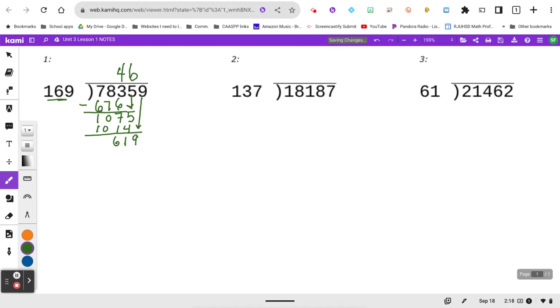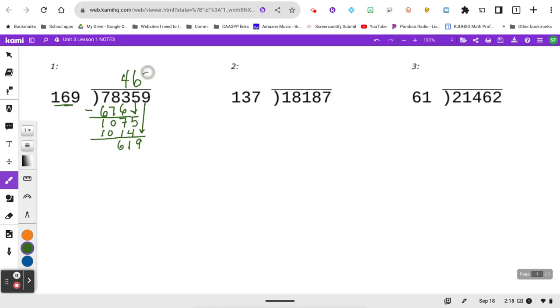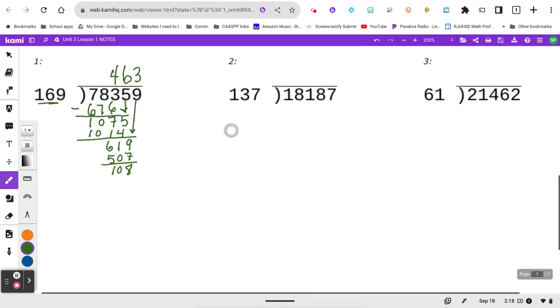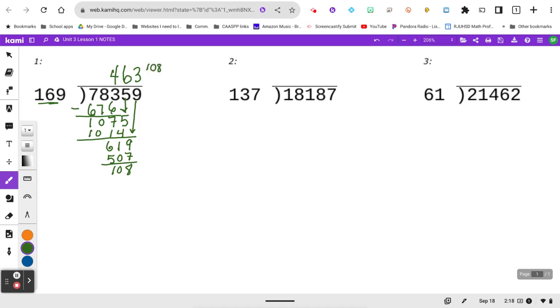And this one, it's definitely going to be less than 4 because 4 we knew is 676, which is too big. So we're going to do 3. And we're going to get 507. Subtract it, we get 108. And when we write our answer, we're going to go 108 over 169. And we're just going to leave it just like this. This is going to get us set up for long division with polynomials. Okay, so we're just practicing these.